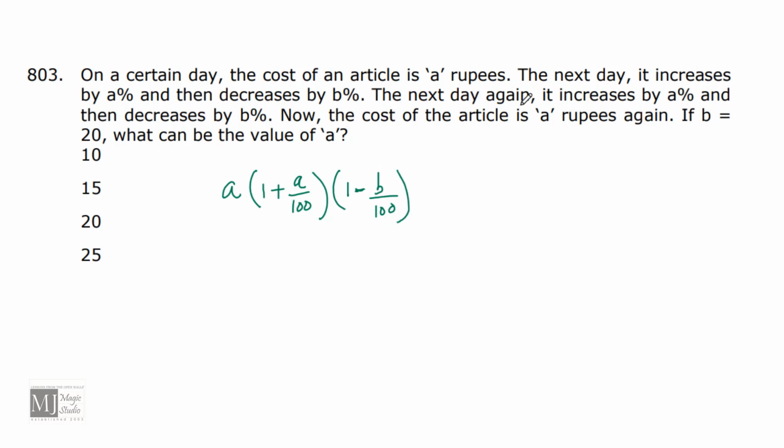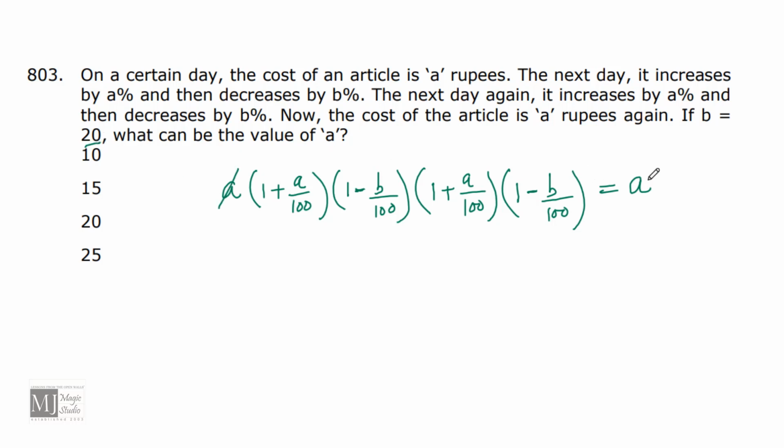The next day again it increases by a%. Again multiply by 1 plus a by 100, and then decreases by b%. Multiply by 1 minus b by 100. Now the cost of an article is a rupees again. This is equal to a again. If b is 20, what is the value of a?